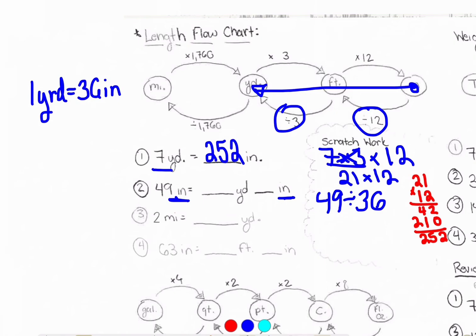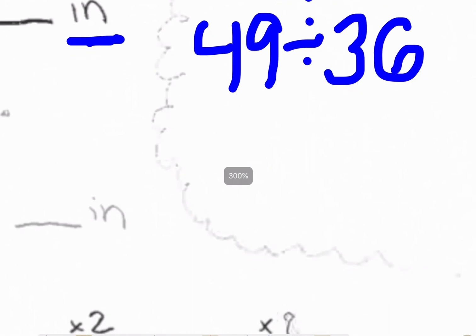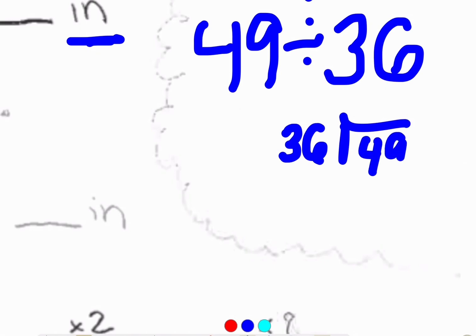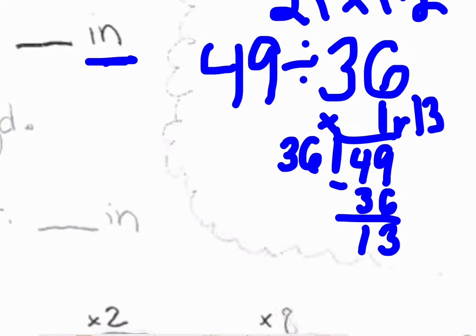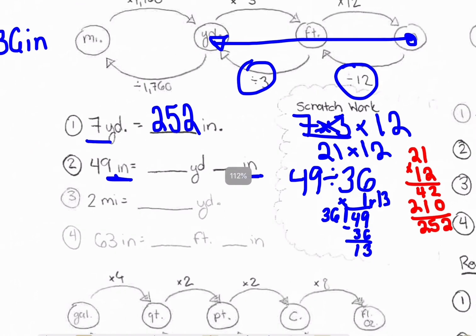So how many times can 49 get divided by 36? Not many times. 36 is outside the house. 49 is inside. 36 can go into 49 one time, because 1 times 36 is 36. I subtract, I get 13, so I have 1 with the remainder of 13. So that means that if you have 49 inches, that would work out perfectly as 1 yard with a remainder of 13 inches.